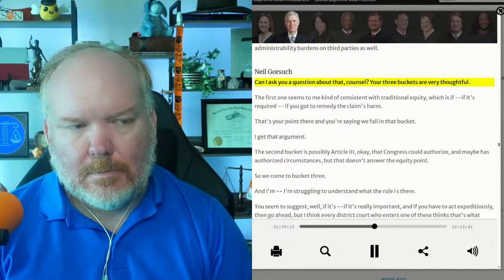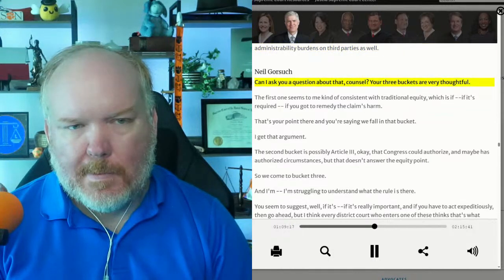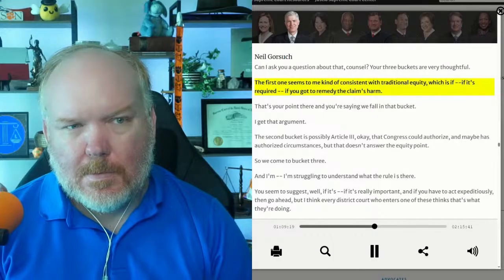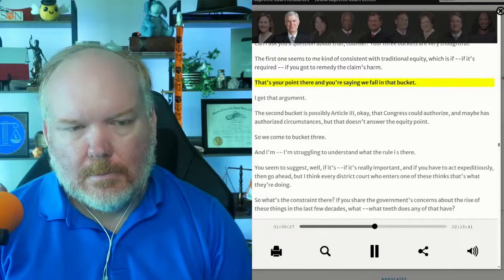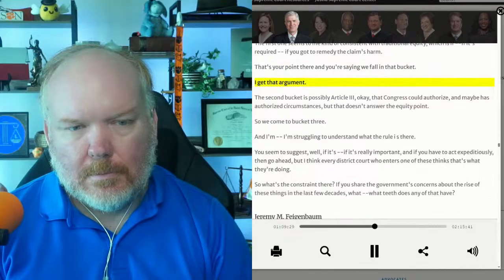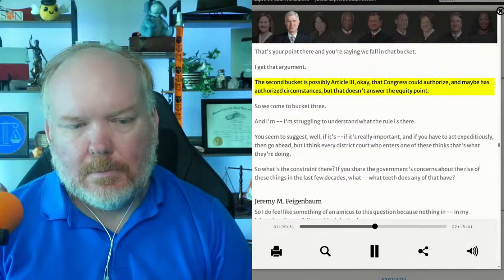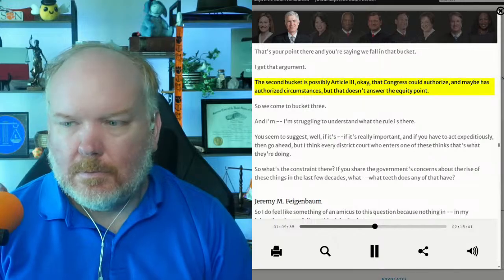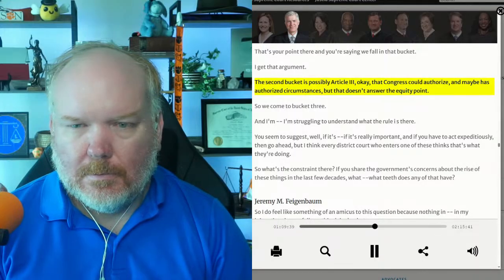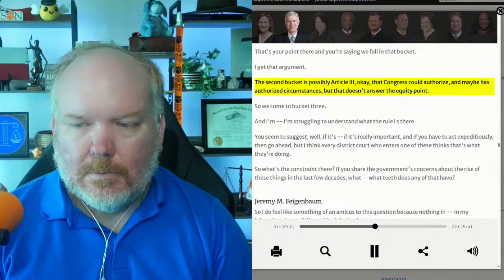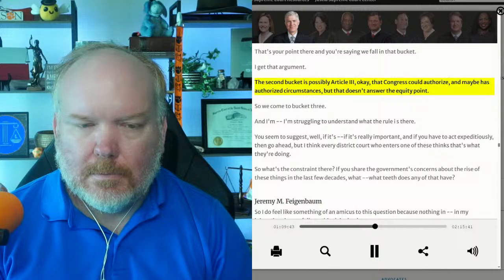Can I ask you a question about that, counsel? Your three buckets are very thoughtful. The first one seems to me kind of consistent with traditional equity, which is if you've got to remedy the plaintiff's harm. That's your point there, and you're saying we fall in that bucket. I get that argument. The second bucket is possibly Article 3, okay, that Congress could authorize, and maybe has authorized in some circumstances. But that doesn't answer the equity point.